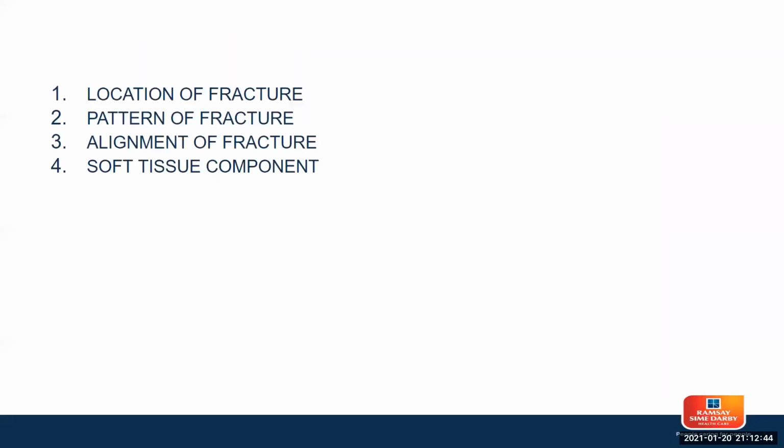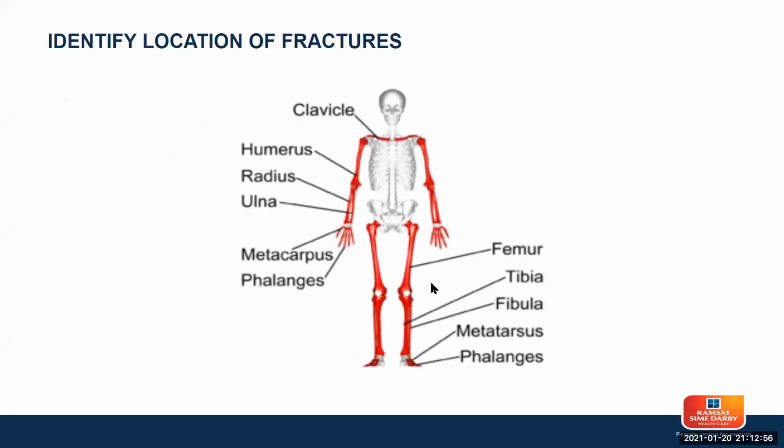These are the things you actually look for in an X-ray: the location of the fracture, the pattern of the fracture, the alignment, and what most people forget, the soft tissue component of the fracture. Okay, so location of fracture. This may seem a bit insulting to your intelligence for most doctors. You kind of know all these bones. These are the simple ones.